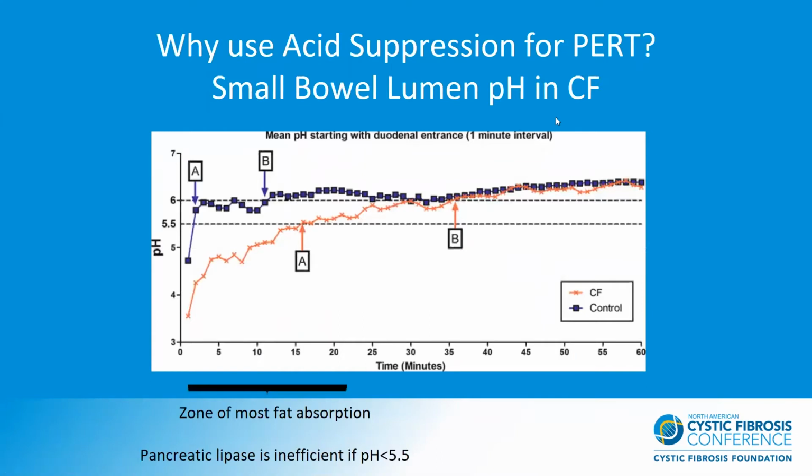And why would you even consider using acid suppression for pancreatic enzyme replacement therapy? Because in the cystic fibrosis population, as highlighted by this orange color versus controls, you can see the small bowel pH is lower, and the proximal duodenum is the zone of most fat absorption. And pancreatic enzymes are not efficient if the pH is too low. And so cystic fibrosis patients may start with a lower small bowel pH, therefore making the pancreatic enzymes less efficient.